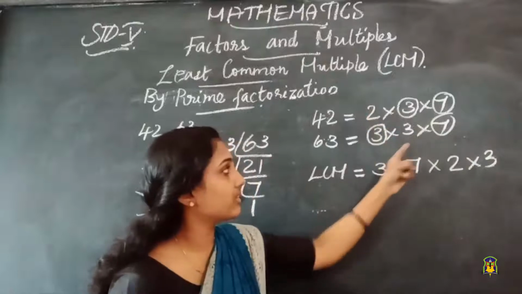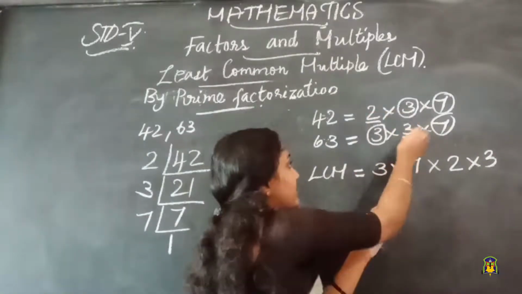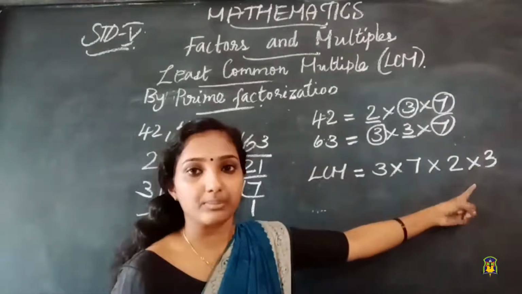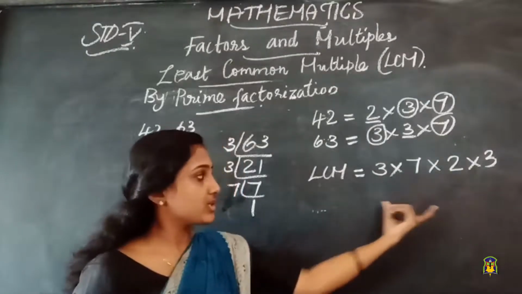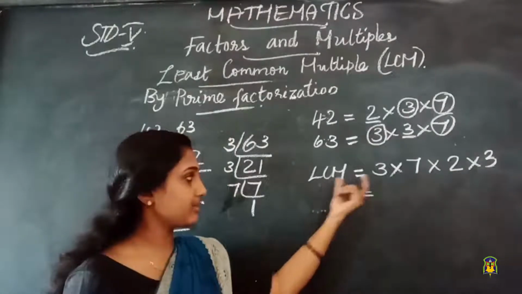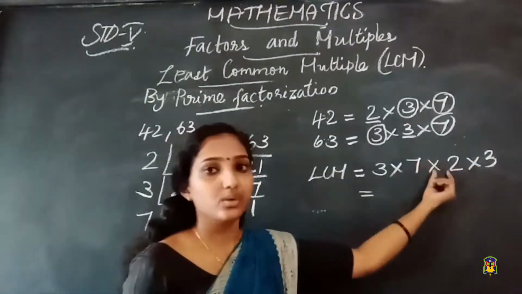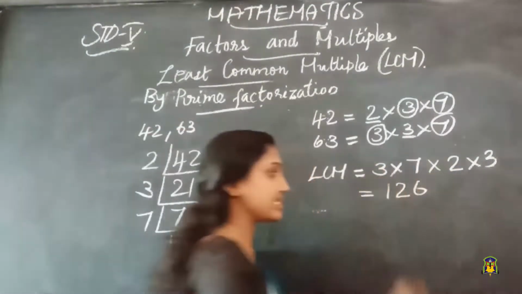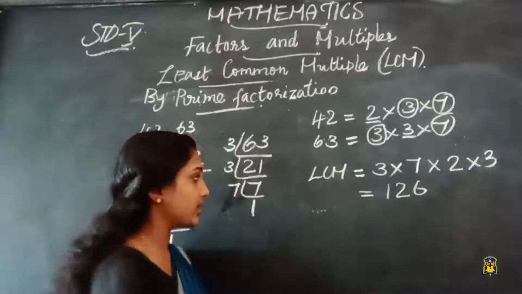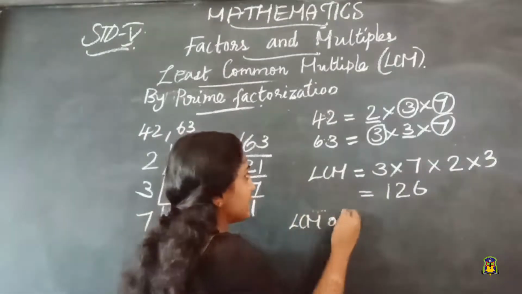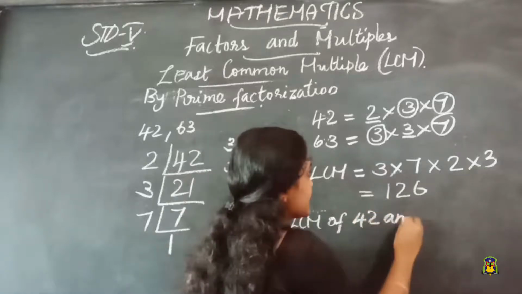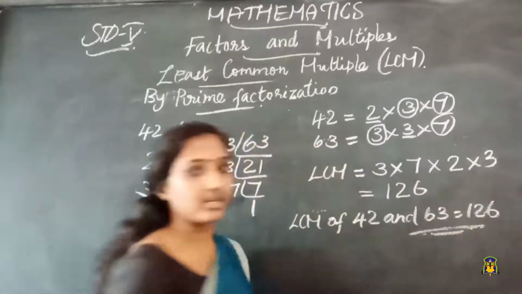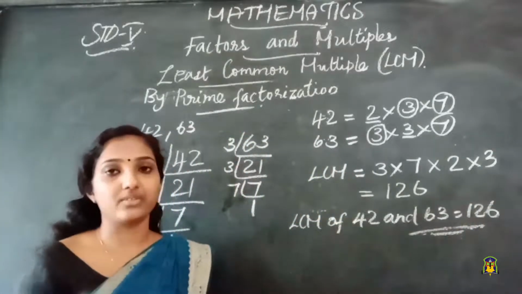So here 2 and 3, these two were uncommon. And to find the LCM, we will write those uncommon prime numbers also. So we got the LCM. LCM is equal to 3 into 7 into 2 into 3. After multiplying, we get the answer as 126. So the LCM of 42 and 63 is equal to 126.